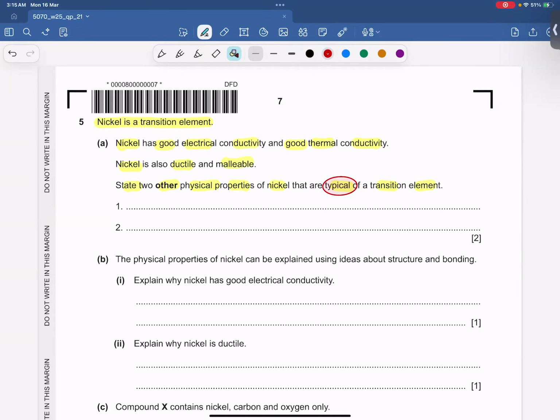So you can write, oh, physical property. My bad. Physical property. Other physical properties. So high density, high melting and boiling point. Colored compounds, formation of colored compounds, show variable oxidation state. These are the chemical properties, guys. Okay, not the physical properties.